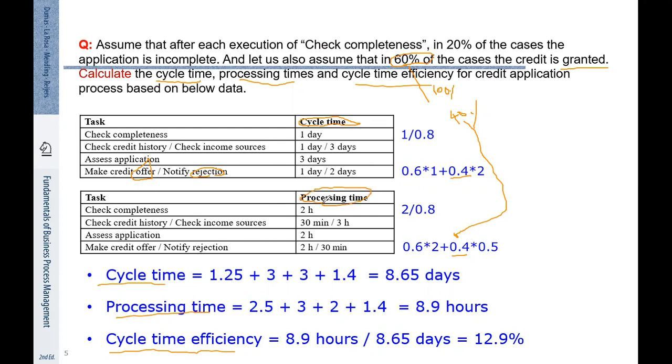Okay, so now the cycle time we are going to calculate. The first one is 1.25. Where did you get this 1.25? 1.25 is from 1 divided by 0.8. You know 1 divided by 0.8, you will get 1.25.